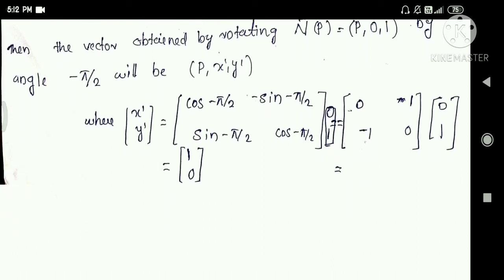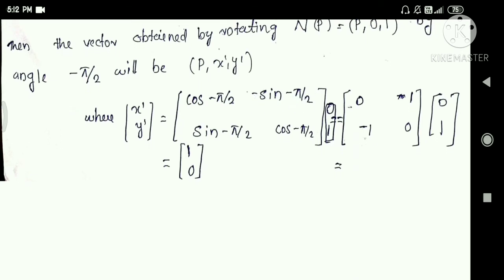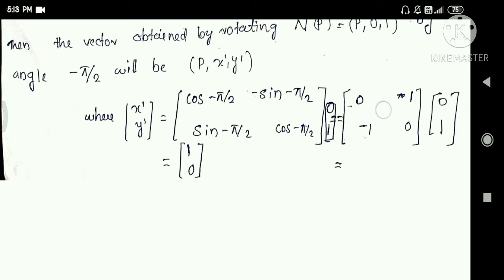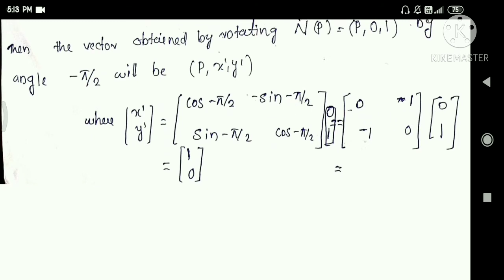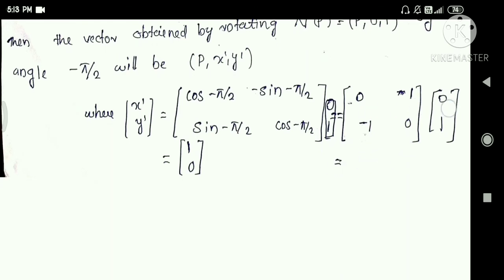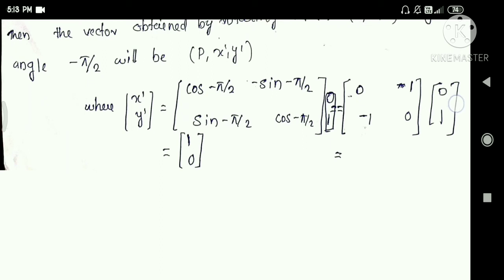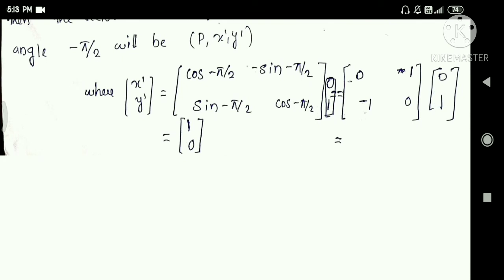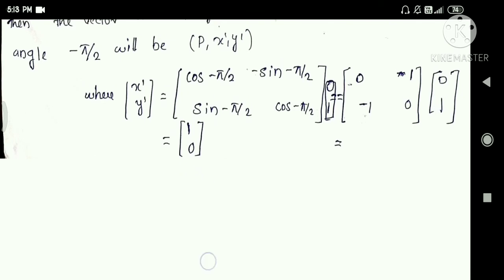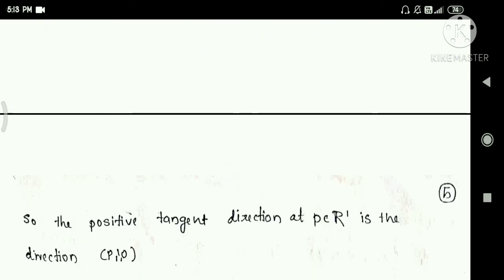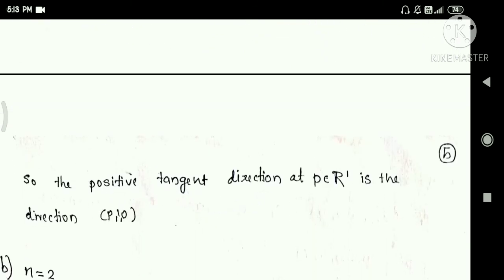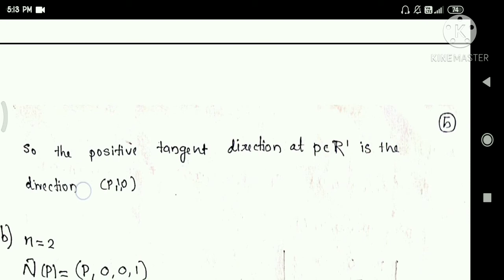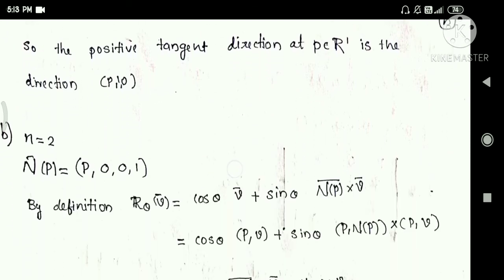Here cos minus pi by 2 is equal to 0, and minus sin minus pi by 2 is equal to 1, hence it is equal to 0, 1, minus 1, 0, into 0, 1. And by multiplying these two matrices, it is equal to 1, 0. So the positive tangent direction at P belongs to R1 is the direction P1, 0.